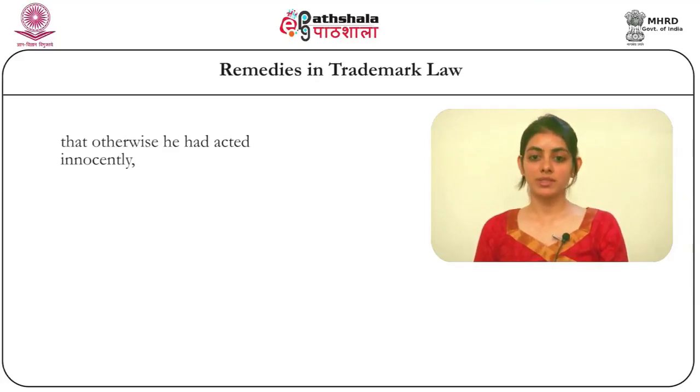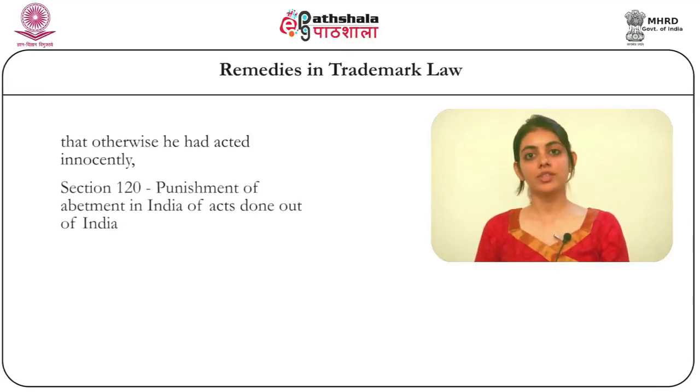Such person shall be punishable with a term which shall be not less than 6 months, but which may extend to 3 years, and with fine which shall not be less than 50,000 rupees, but may extend to rupees 3 lakhs. As in the case of section 103, a judge has powers to reduce the sentence beyond the minimum prescribed and reduce the fine beyond the minimum prescribed, subject to recordal of reasons in the judgment. Now, section 120 of the Trademarks Act also punishes abetment of offences under the Act.